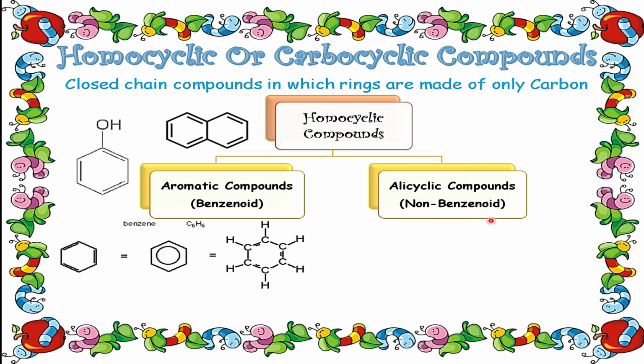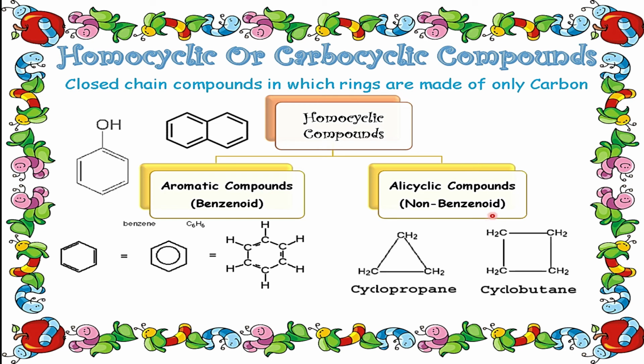On the other hand, these are non-benzenoid compounds which do not contain any benzene ring. They are named as cyclopropane because they are having 3 carbon atoms, and it is a structure of cyclic compound, therefore cyclopropane, or cyclobutane having 4 carbon atoms. There is no benzene ring present. These are simply homocyclic compounds.